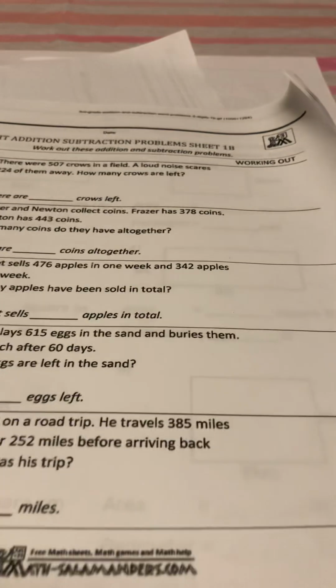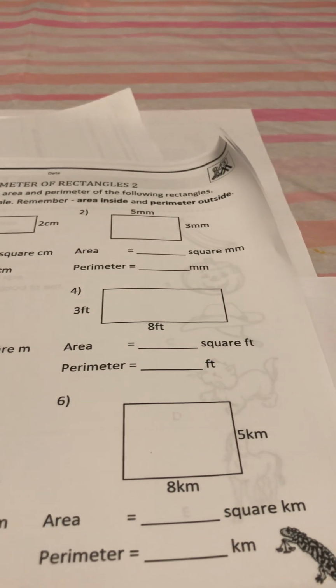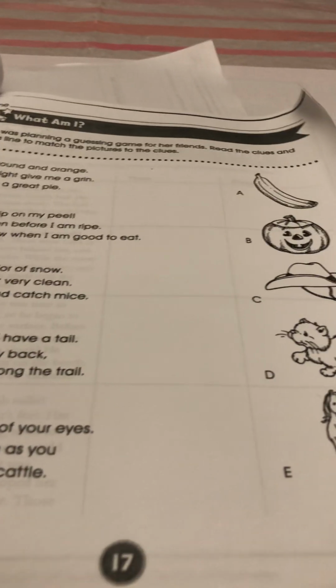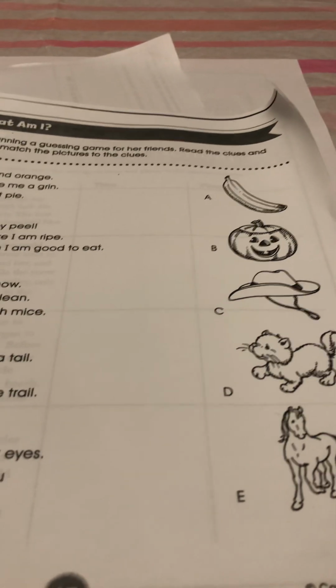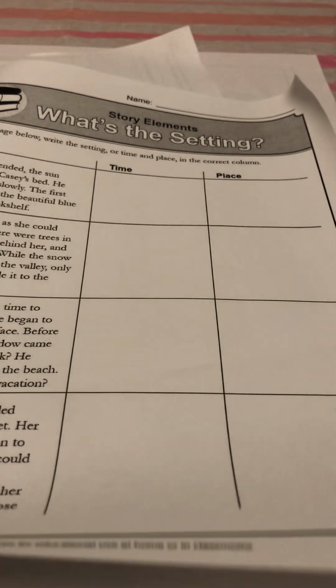So this one is on 3-digit addition and subtraction, problem solving sheet. They have area and perimeter on rectangles. This is math. This right here is a simple who am I, some literacy. What's the setting? Story elements. So yes, they have worksheets. In addition to the worksheets, they also have computer-based programs. When I assign them a computer-based program, this is what it looks like.